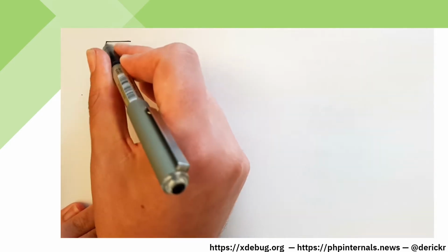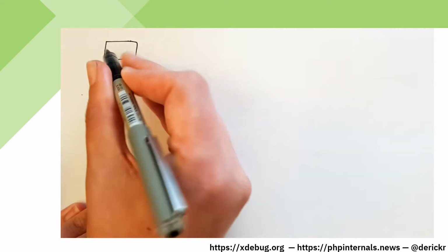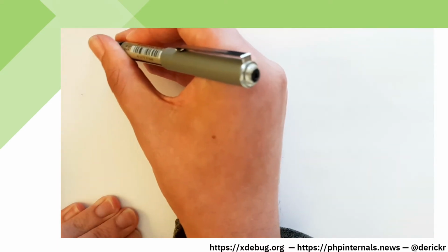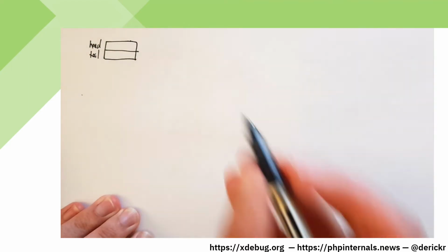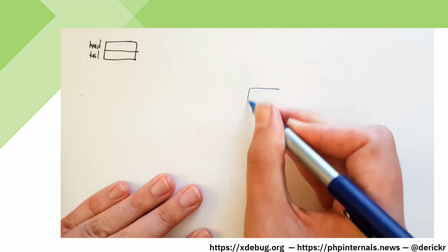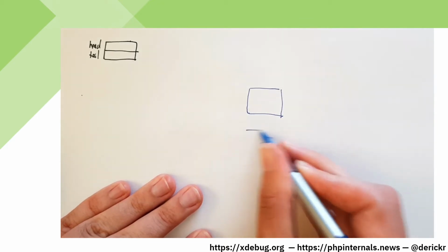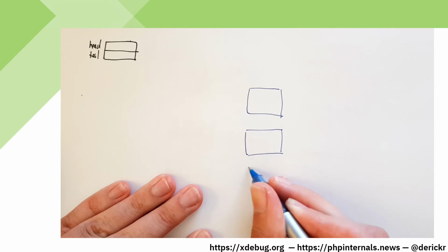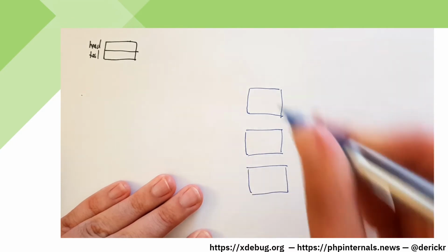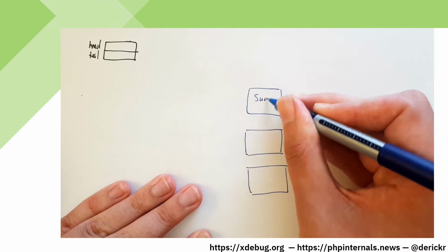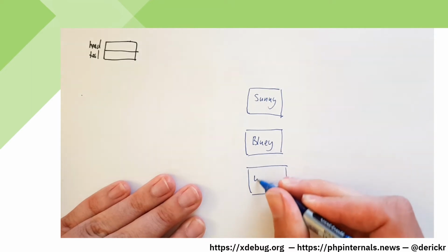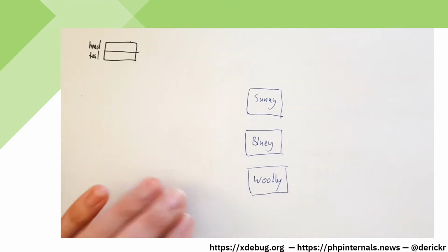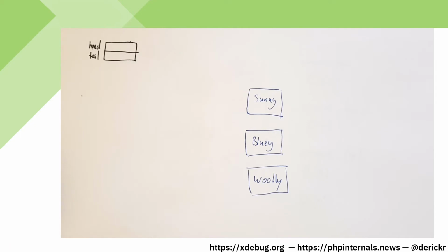So the first thing we had, and that is going to stay here, is our list itself with our head pointer and our tail pointer. So that's not changing. We also still have our three elephants here. Let me draw these. So we had Sunny, Bluey, and Woolly. And if you remember, we had to give those addresses so that we can keep track of those.